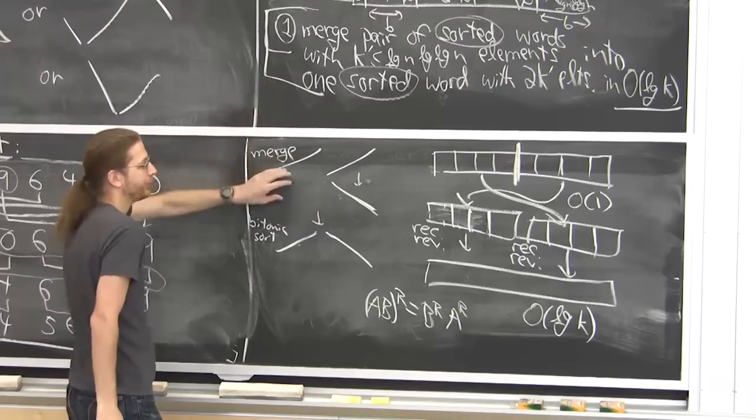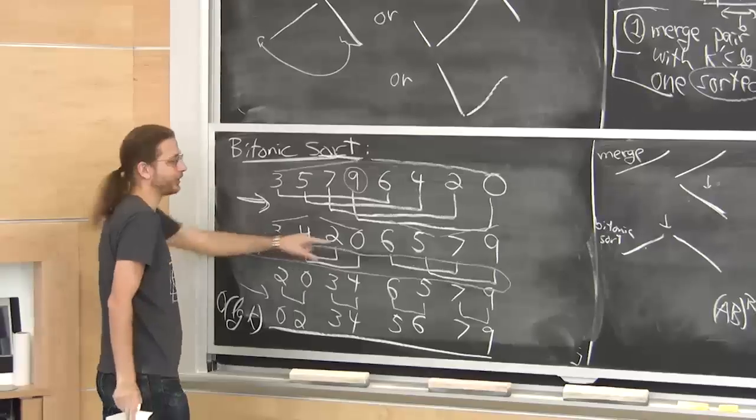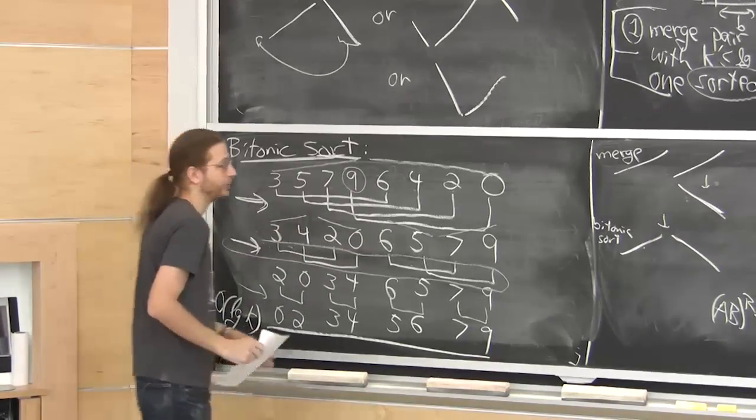So if I want to merge, now I have a bitonic sequence. Last thing to do is how do I do this bitonic comparison in constant time?